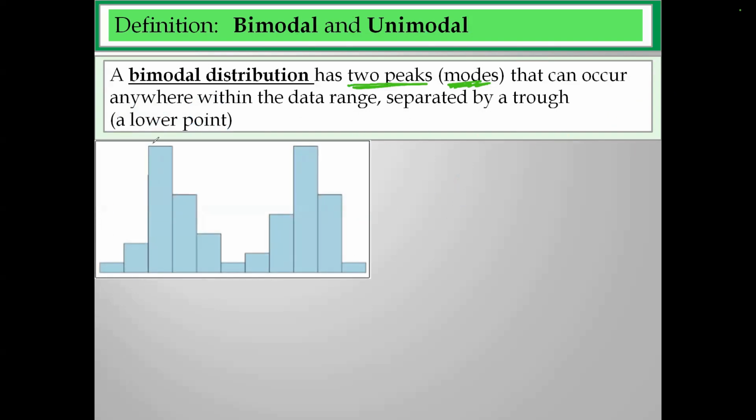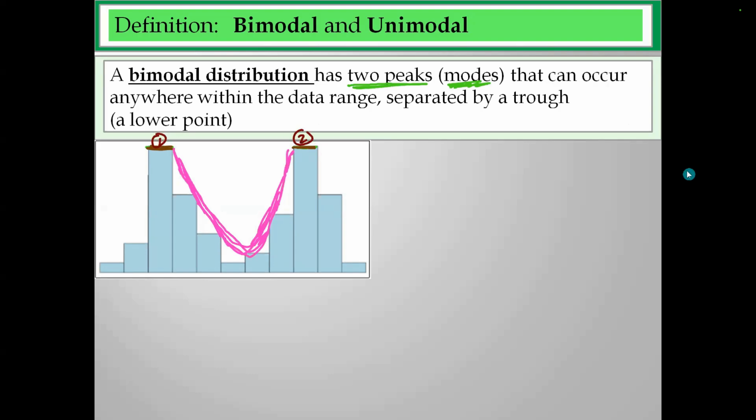This is a bimodal distribution because it has two peaks that have the exact same value, meaning it has two equal high points and is separated by a trough, meaning some kind of dip below. So we have peak 1 and peak 2.